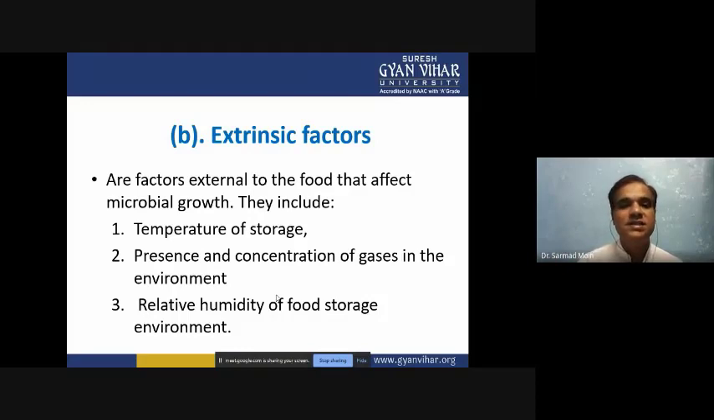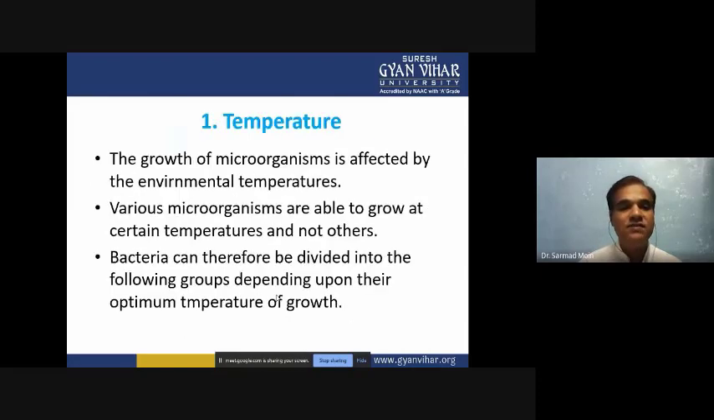Then extrinsic factors. These are the external factors affecting microbial growth: temperature of storage, presence and concentration of gases in the environment, and relative humidity. We will discuss these three. So the first one is temperature.